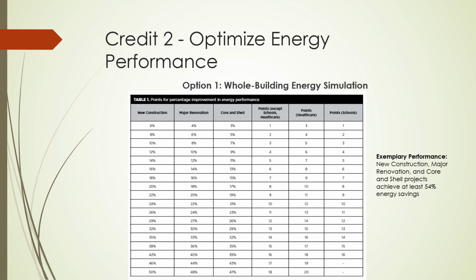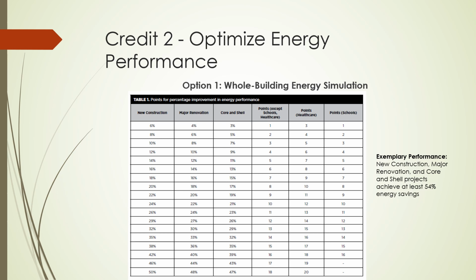Percentage improvements and their corresponding points can be seen in this table. 6% in new construction, 4% in major renovation, and 3% improvement in core and shell can get you 1 point for all categories except healthcare, which earns you 3 points, while 50% in new construction, 48% in major renovation, and 47% in core and shell can get you the full 18 points in all categories except schools and healthcare. Healthcare can earn you 20 points, and schools do not offer this.